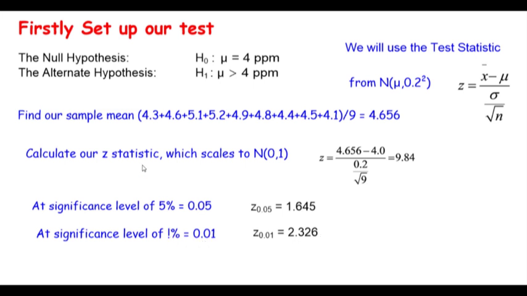Okay, so first of all, we have to find the mean of our sample. You can see here there are 9 samples. They have a mean of about 4.656. And again, we're using our Z statistic: the mean of the sample minus the mean of the population, all over the standard deviation of the population, which is 0.2, over the square root of the sample size, which is the square root of 9, which is just 3. So when we work this out, we get a fairly high Z statistic of 9.84.